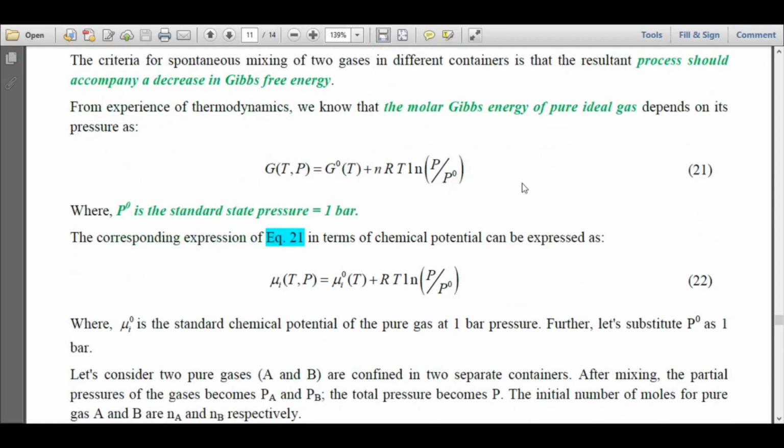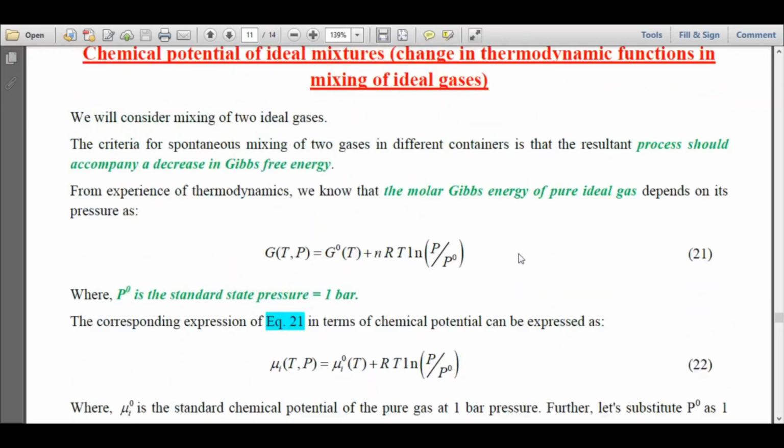If I do so, the expression goes like chemical potential of ith species is equal to chemical potential of ith species in standard state plus RT ln P by P0. So these are the two elementary expressions. Basically, I'll use this expression 22, equation 22, while we'll be discussing mixing of ideal gases.